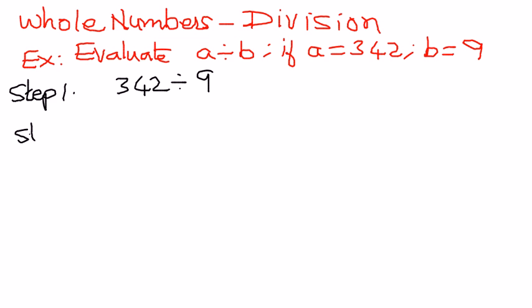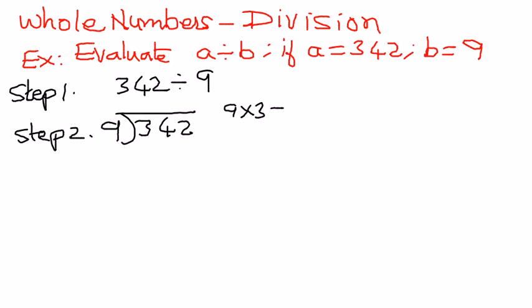In step 2, we're going to perform the long division. We take 342 and then divide it by 9. We're going to recall our 9 times table. 9 times 3 is 27. We write the 27 there. We subtract 27 from 34.